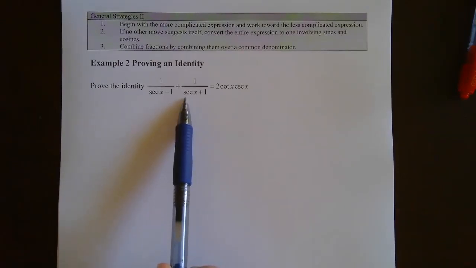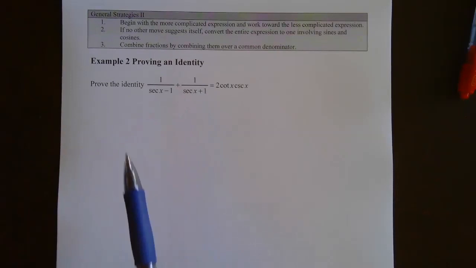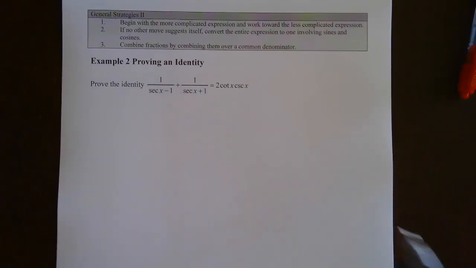And this one could be replaced with 1 over cosine x. Right there in the denominator, where that secant x is, you could replace it with 1 over cosine x. Now, I'm not going to do that because that's actually going to make it a little bit harder, because that introduces a complex fraction. And there's some other stuff that we could do instead of that.